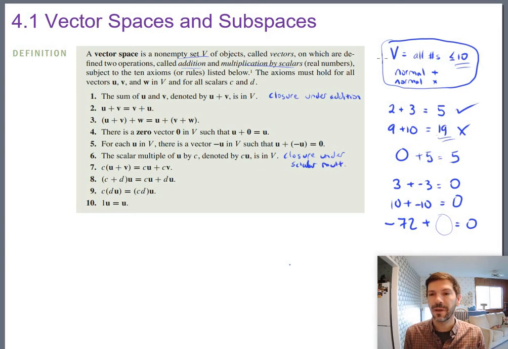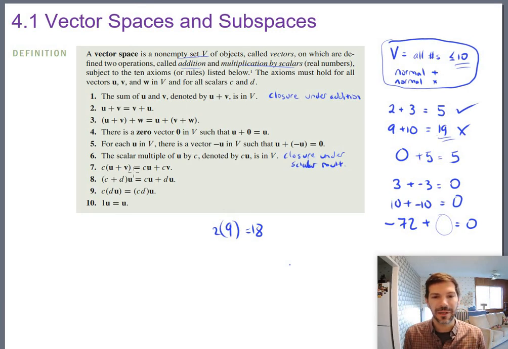Which means if you multiply any element from your set by a scalar, it's still in the set. And again, notice that's not true for my set. 9 times a scalar like 2, I escaped the set. The set is not closed.